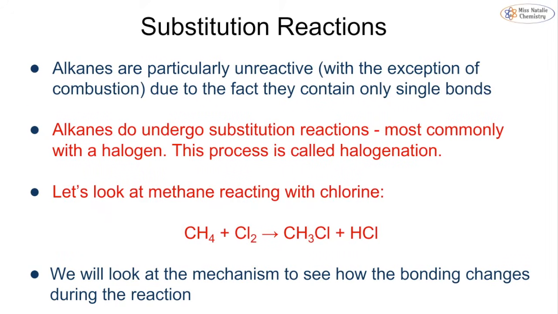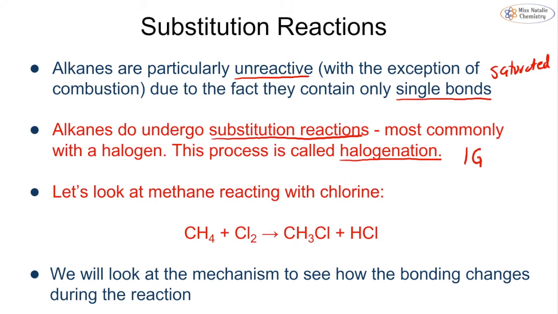So let's move on to look at the reaction of alkanes with halogens. Now, what we find is that with the exception of combustion, when it's reacting with oxygen, alkanes tend to be very unreactive. And this is because they only have single bonds, so they are already saturated. So they tend not to undergo further reactions. However, one thing that it can react with is a halogen in a substitution reaction. And we call this process halogenation.